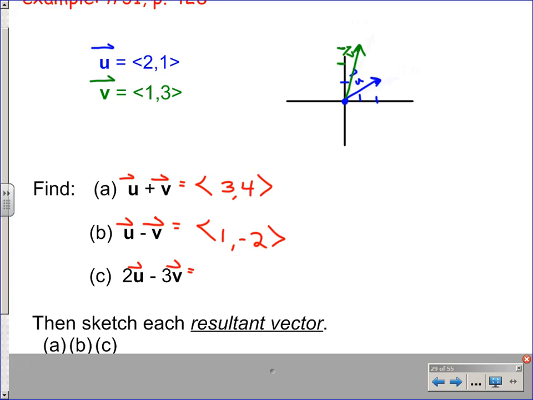Have you guys figured out how to put this all together? What would 2u end up being? What would 3v end up being? Then what were you supposed to do? Put them together. What's 4 minus 3? What's 2 minus 9?